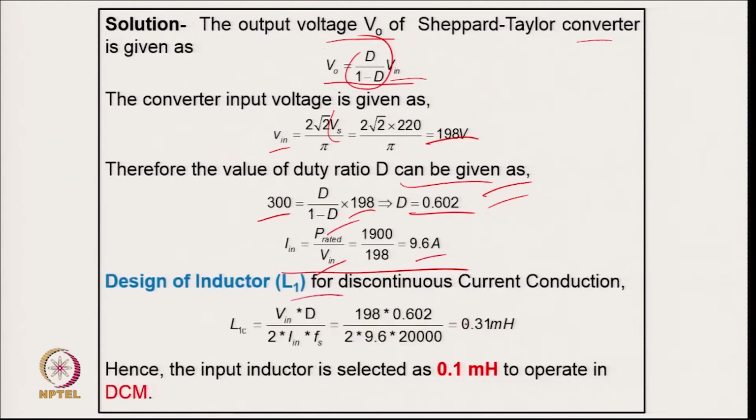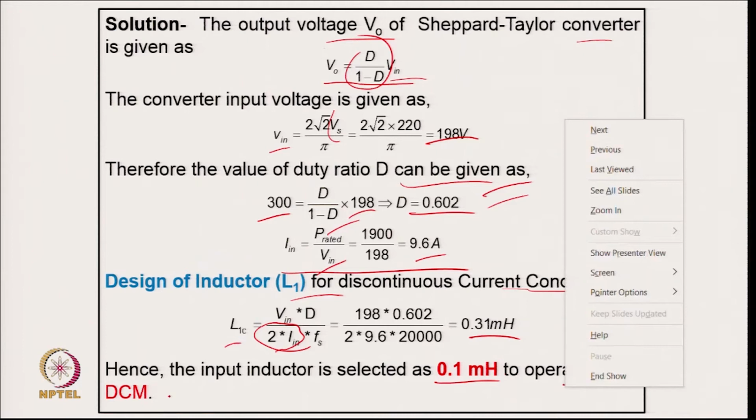So, coming to the design of the input inductor for discontinuous current mode, this L is just the critical value corresponding to twice the ripple. So, it comes to 0.31 microhenry, and the input inductor is selected to be much lesser than this, to make sure that it operates in discontinuous mode under all operating conditions. So, 0.1 millihenry is taken for operating in discontinuous mode.